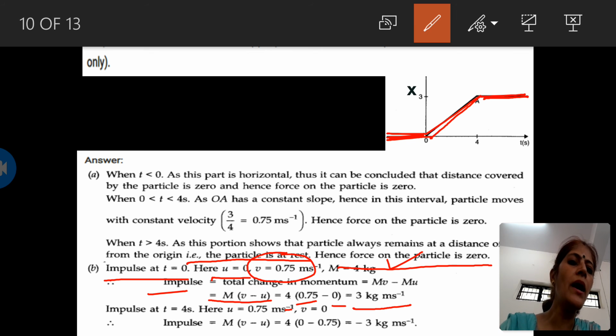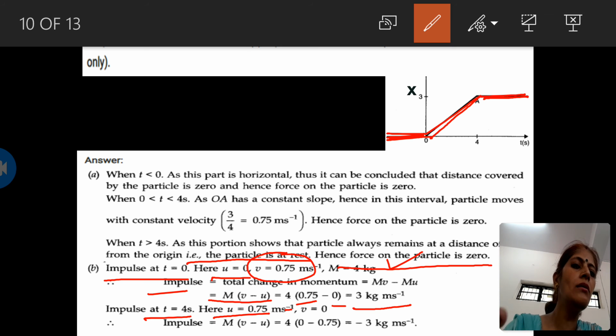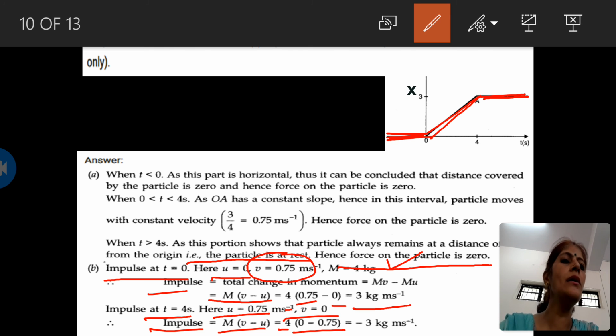Come to its next part, at t equals to 4 seconds. Again, before t equals to 4, its velocity is 0.75 because we have to find the change in momentum. For that, we have to find out the change in velocity. So, u here is 0.75, and after t equals to 4 seconds, its velocity is 0 because x is constant with respect to time. So, impulse is equal to m(v minus u), that is m (0 minus 0.75), and this comes out to be minus 3 kilogram meters per second.